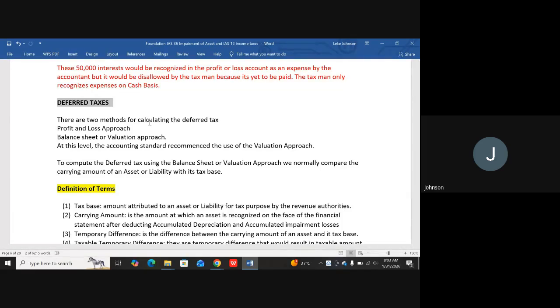We looked at it the other day. We said that your carrying amount is always gotten when you say the cost of the asset minus your accumulated depreciation minus your accumulated impairment losses. So whatever you get, that is what we call carrying amount. So the taxman also will go and calculate his own. The taxman will say the cost of the asset minus the tax base of that asset. So after he has done that, he's going to get an amount that is remaining from that asset.